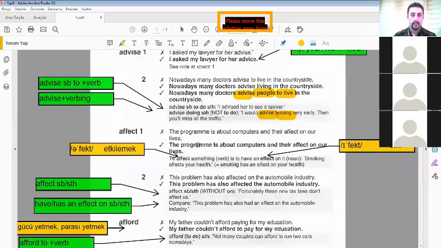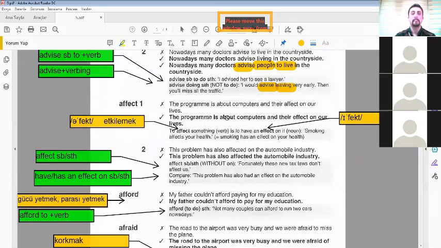The next word that we have today, that many people have lots of problems and mistakes understanding and using, is this word, number 1. How do we pronounce it? It is affect. Can you see this yellow box? Yes. Affect. Okay? And the Turkish meaning, as you see.